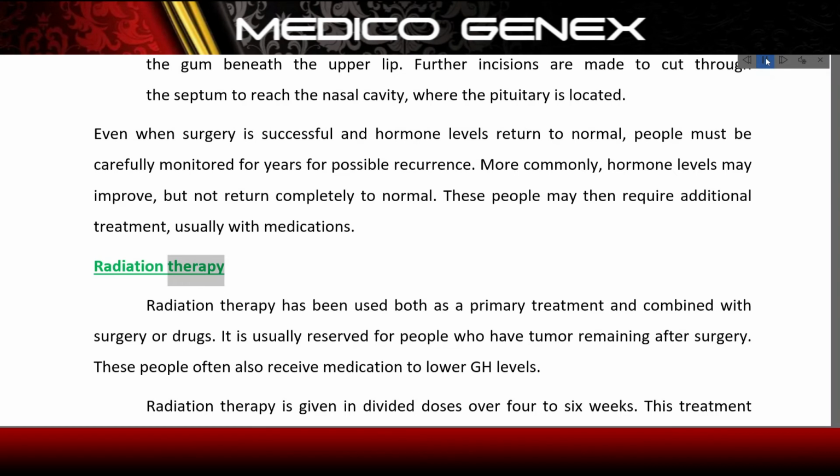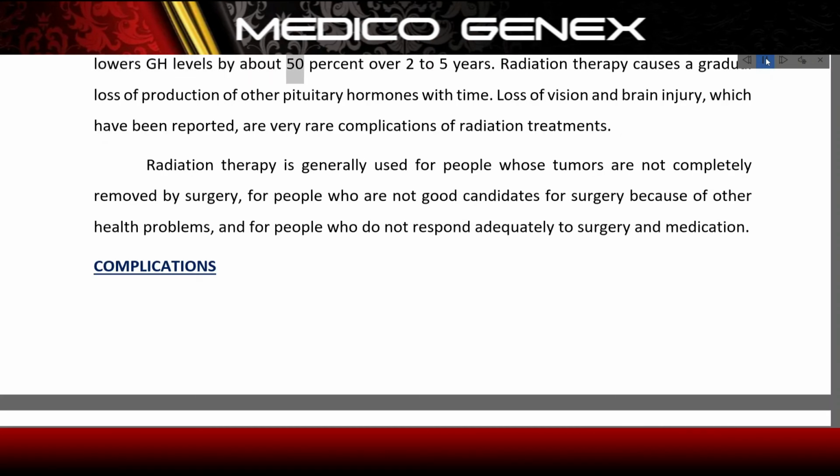Radiation therapy. Radiation therapy has been used both as a primary treatment and combined with surgery or drugs. It is usually reserved for people who have tumor remaining after surgery. These people often also receive medication to lower GH levels. Radiation therapy is given in divided doses over 4 to 6 weeks. This treatment lowers GH levels by about 50% over 2 to 5 years.